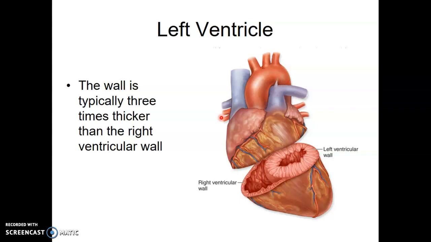All right, so now let's take a look at this left ventricle wall. It is really thick. So the left ventricle wall is 3 times thicker than the right ventricle wall. Remember, that's because the left ventricle is pumping blood out to the body.